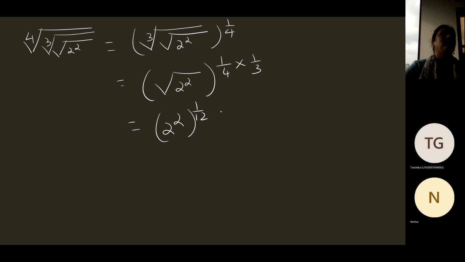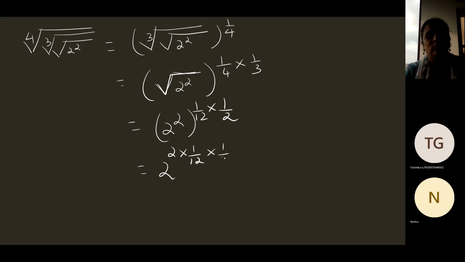Correct, children? When I'm writing, you should look at the screen. 2 to the power 1/12. Now I've removed the square root, so it will be into 1/2. Now you can see so many powers here: 2 to the power 2 into 1/12 into 1/2. So 2 and 2 get cancelled. So 2 to the power 1/12 I'm getting.